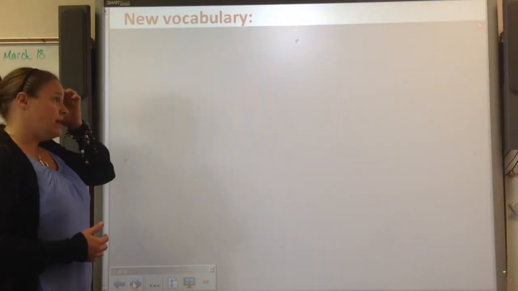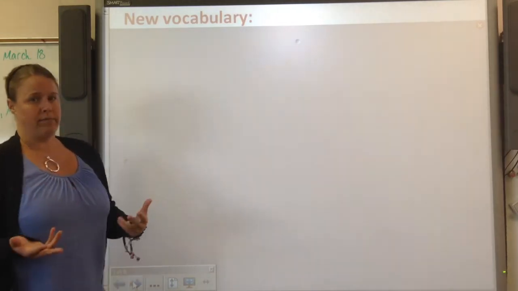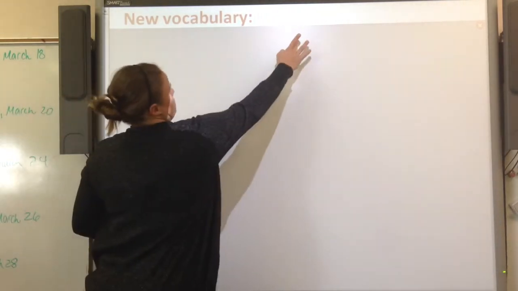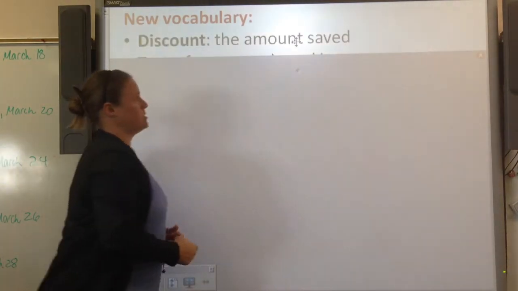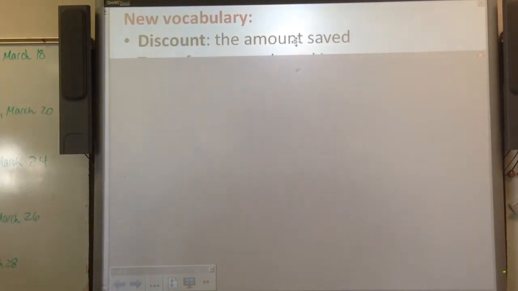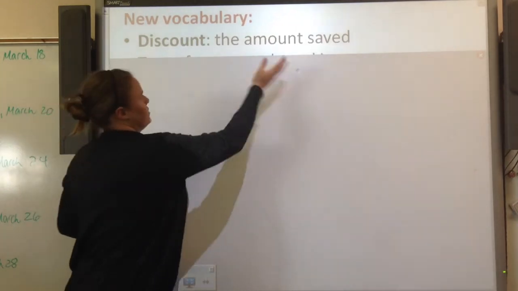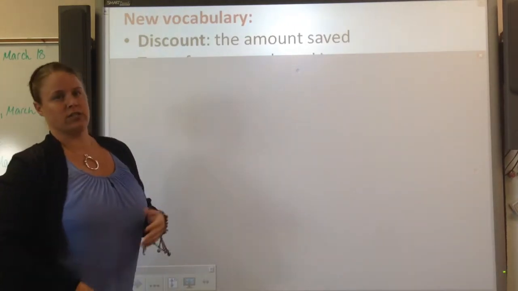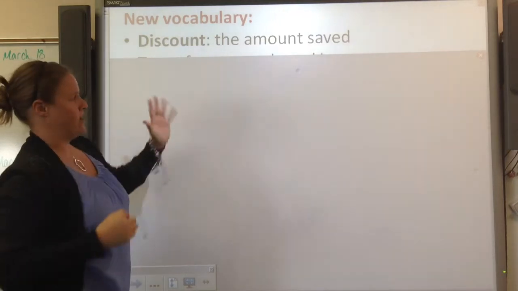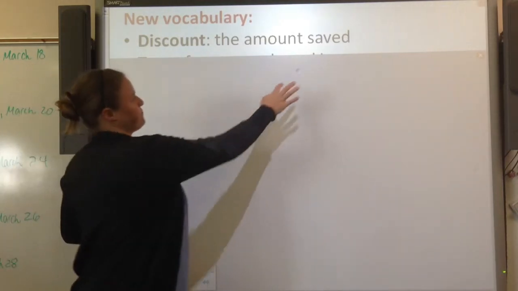So we've been working through those different types of problems the last couple of days as well. Today we're getting into some new vocabulary that's going to get into the real life application part of percents. The first one is discount. This is the amount of money saved. So you encounter that when you go to stores, if there's sales going on and they offer you a 10% discount, that means you're getting money off.